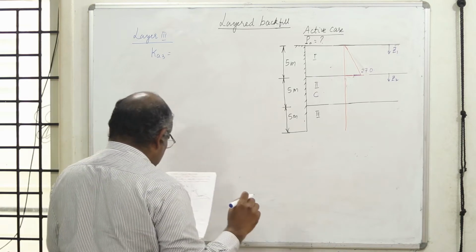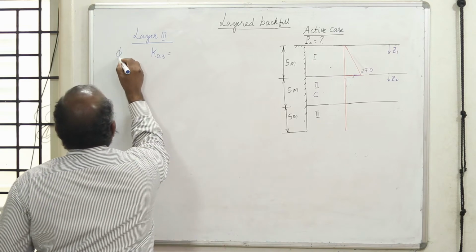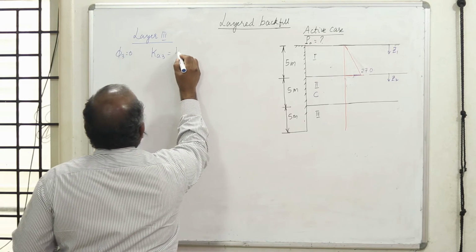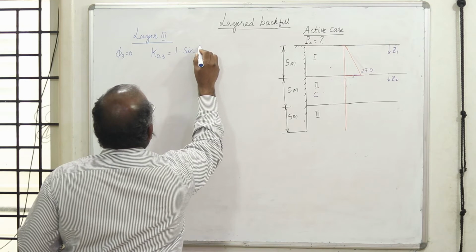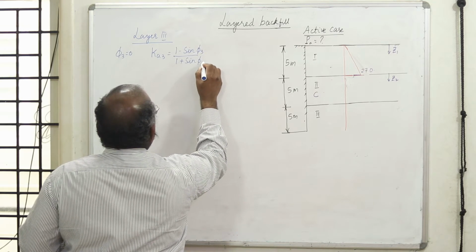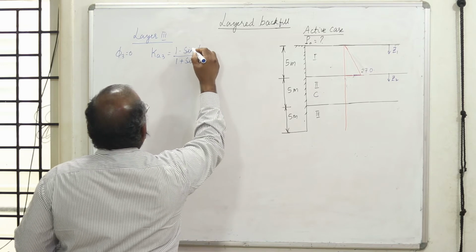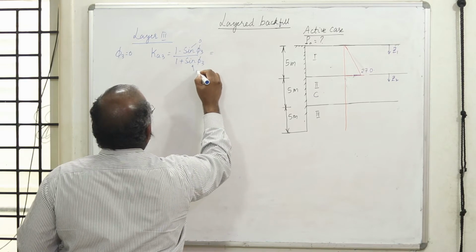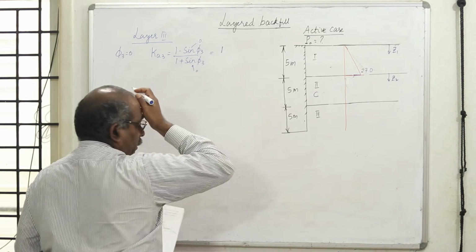Now what is the value of phi here? Phi is 0, phi 3 is 0. 1 minus sine phi 3 divided by 1 plus sine phi 3. Therefore what happens? This becomes 0, this also becomes 0, therefore it becomes 1, unity.